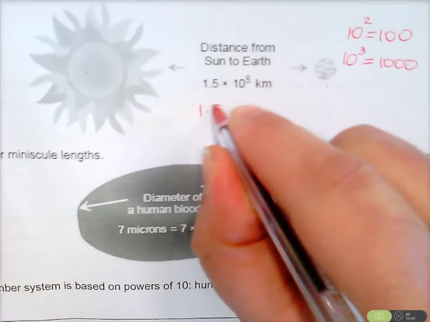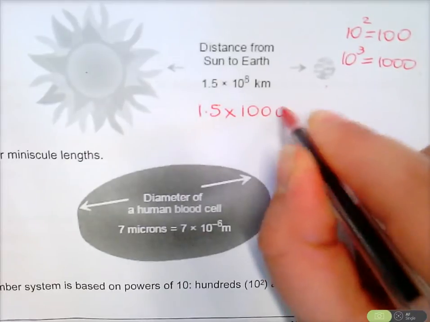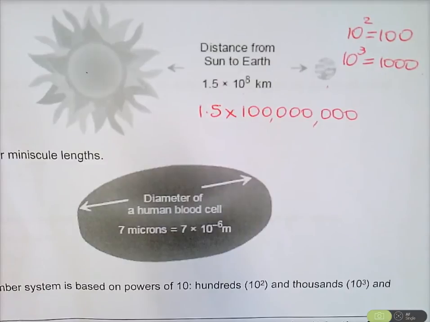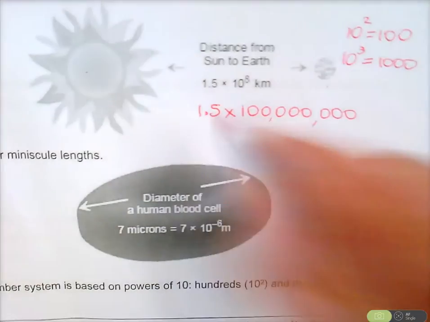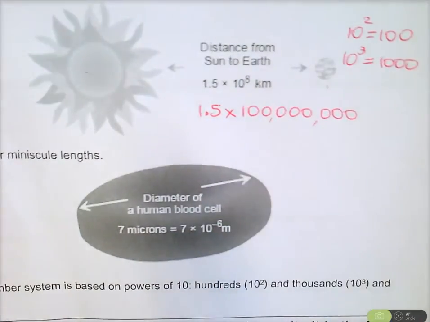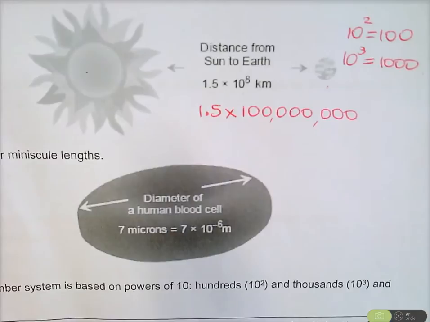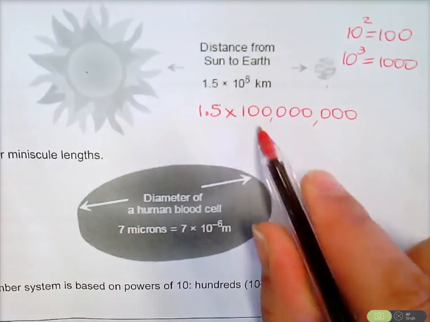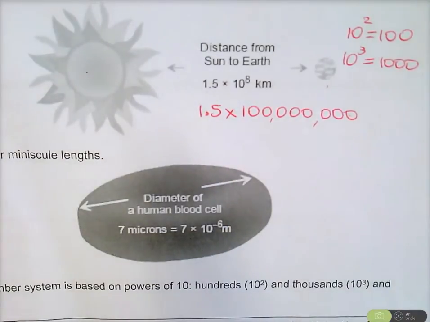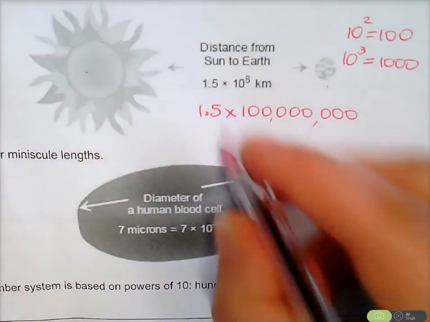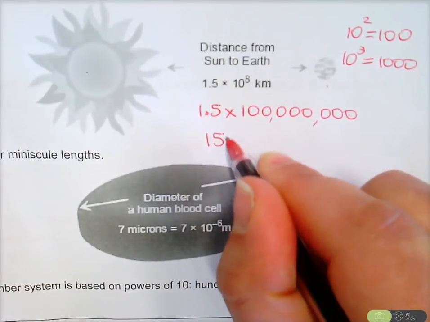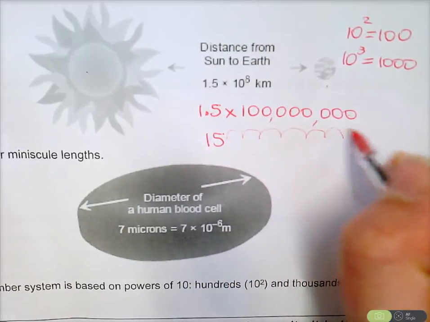So that's really 1.5 times 1, 2, 3, 4, 5, 6, 7, 8. 1.5 times 100 million. That's the distance. So I'm going to write this as an ordinary number. How do I write that as an ordinary number? You can do it on your calculator, or what would you do with that decimal place if you're timesing? If you're timesing by 10, you move the decimal place 1 to the right. If you're timesing by 100 million, you move the decimal place how many places? 8. I move it 8 places. So I go 1, 2, 3, 4, 5, 6, 7, 8.